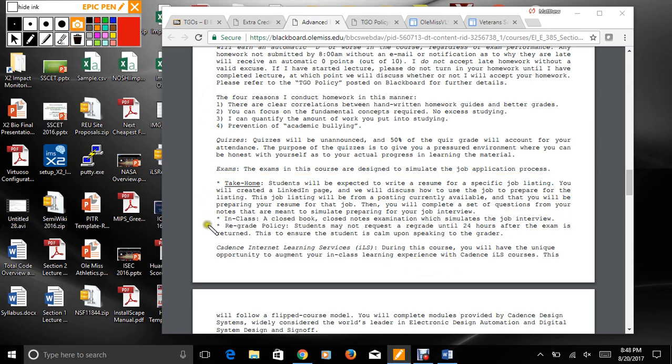I have one other thing, and this is important. Regrade policy. Students may not request a regrade or a fix in the addition until 24 hours after the exam is returned. This is to ensure the student is calm upon speaking to the grader. The reason is that I had a student actually follow me home enraged because of a 5-point difference in interpretation on the exam. And the student eventually had to be asked to leave the department because you can't stalk professors. This is something to remember. If I graded it wrong today, it will still be graded wrong tomorrow. It's fine.